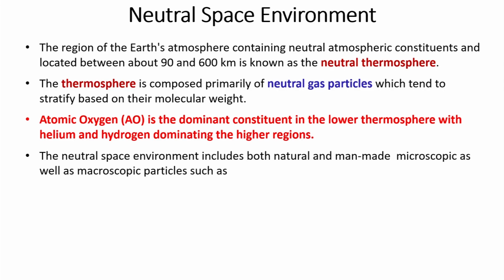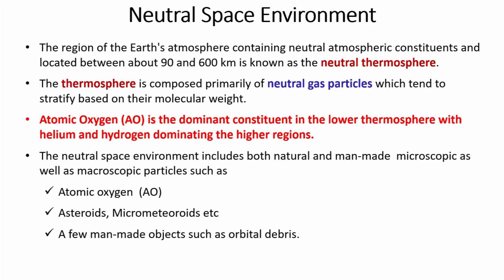The neutral space environment includes both natural as well as man-made components. The microscopic particles are atomic oxygen, hydrogen or helium, and the natural macroscopic particles are like asteroids or micrometeoroids. And the man-made macroscopic or particulate environment consists of objects such as orbital debris.